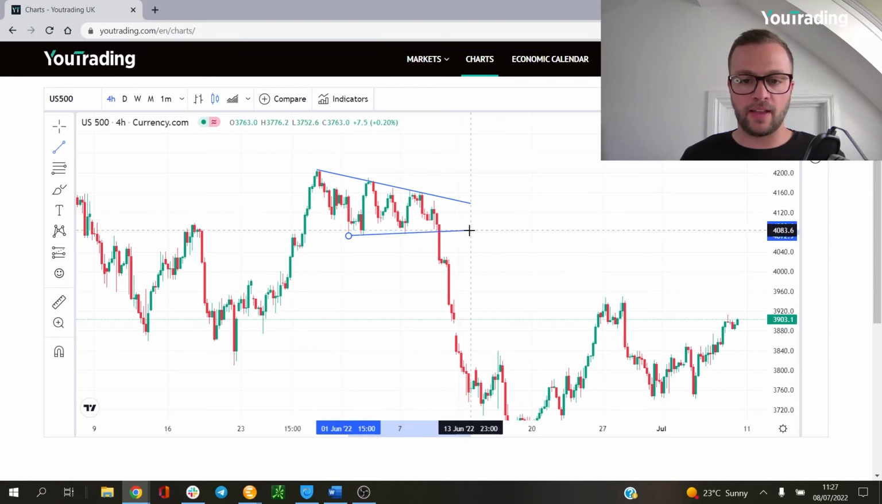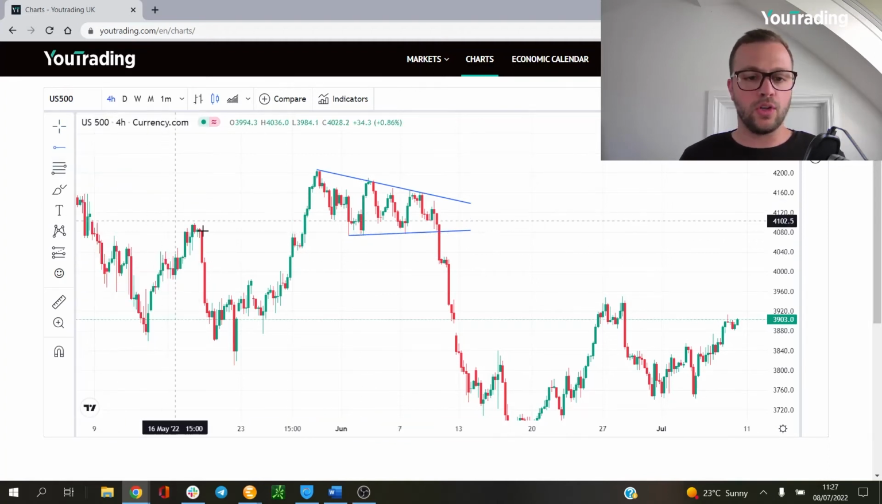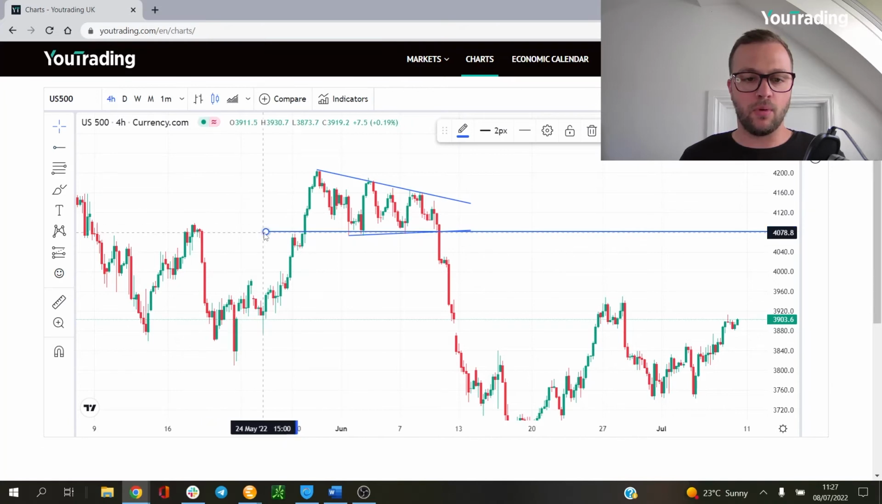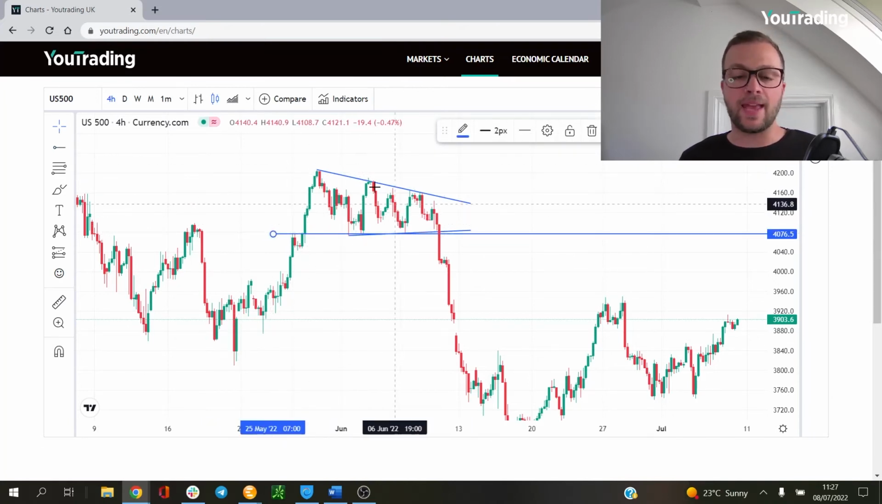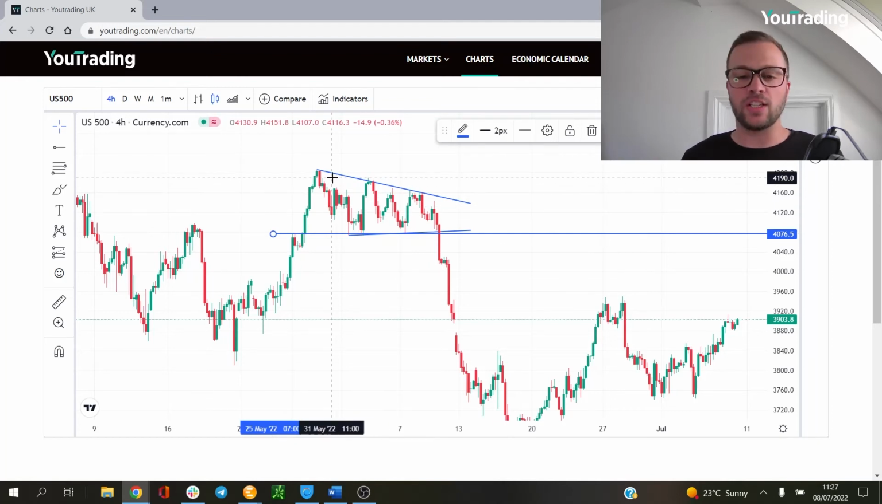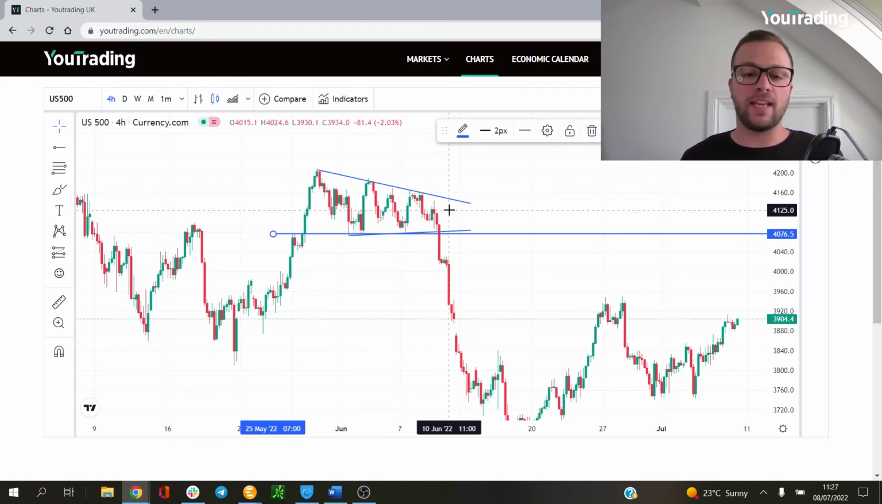Pretty much like that. Arguably, this support level here, just below 4,100, you could just say is an area of support, which would make this, instead of a pennant, a bit of a descending triangle. But anyway, you trade it in a very similar way.